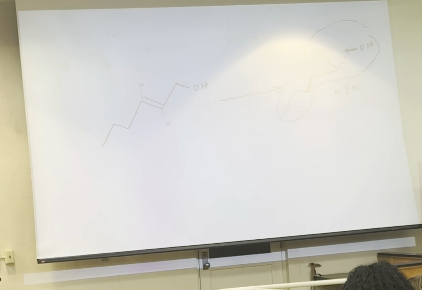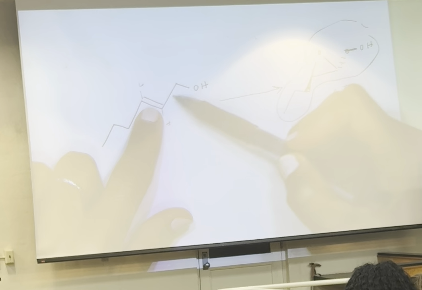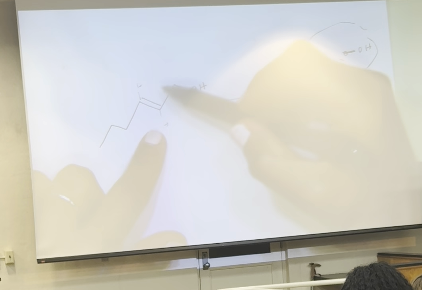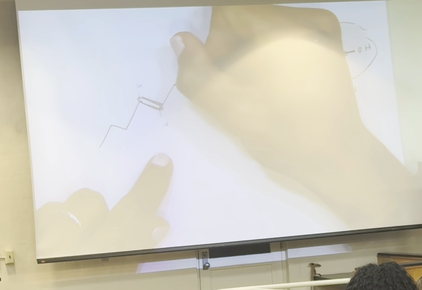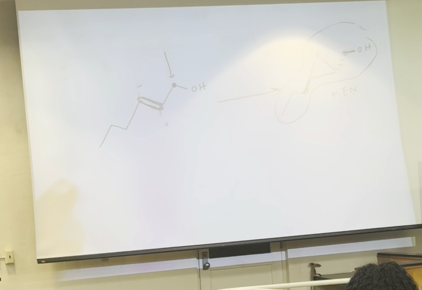One of the restrictions is that in order for this to work, our alkene must have an allylic OH group. That's one of the rules. Remember that when you have a double bond, the carbons participating in the double bond are called the vinylic carbons. And the carbon adjacent right here, that is the allylic position. So the allylic position is the position adjacent to the double bond.